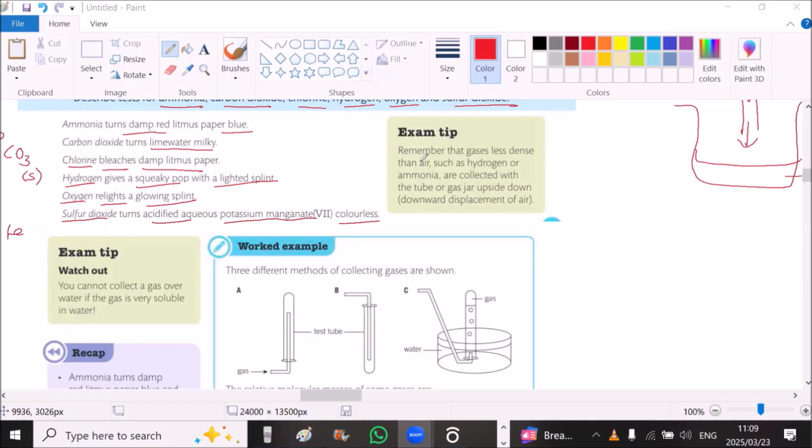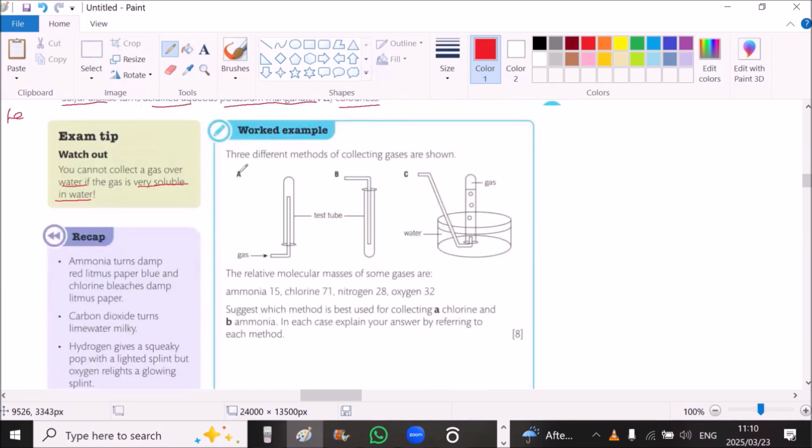Let's look at how gases can be collected. If gases are less dense than air, such as hydrogen or ammonia, they are collected with the tube or gas jar upside down, like this. That's how you collect light gases, because they'll float above air and collect in them. You cannot collect a gas over water if the gas is very soluble in water. And if gases are more dense than air, we use this method to collect the gases, because they will sink at the bottom of air.